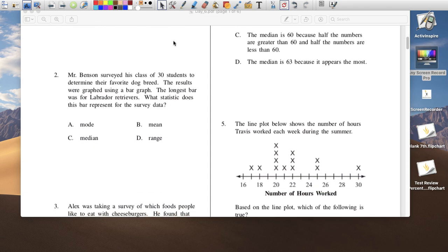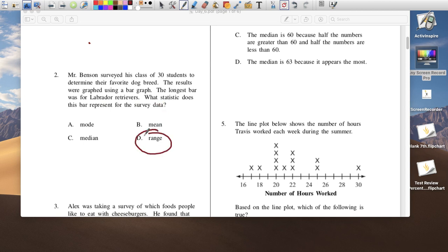Mr. Benson surveyed his class of 30 students to determine their favorite dog breed. The results were graphed using a bar graph. The longest bar was for Labrador retrievers. What statistic does this bar represent for the survey data?